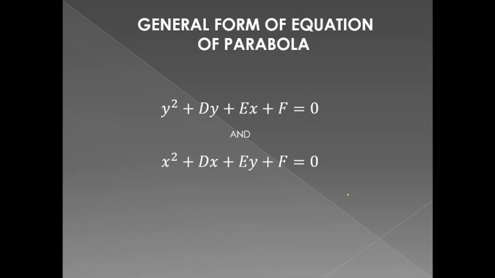Next. So the general form of equation of parabola. So for y squared, we have y squared plus dy plus ex plus f is equal to 0. And kapag x naman yung naka-square, we have x squared plus dx plus ey plus f is equal to 0.